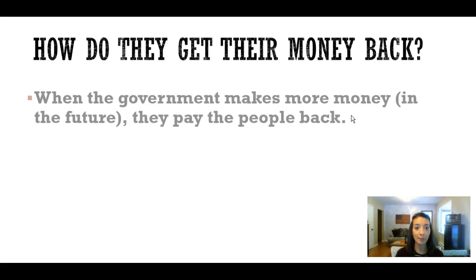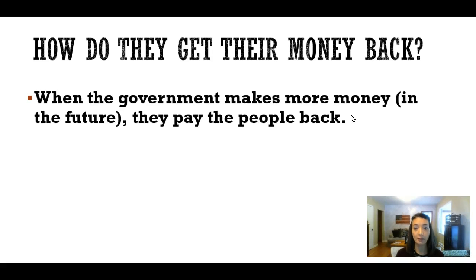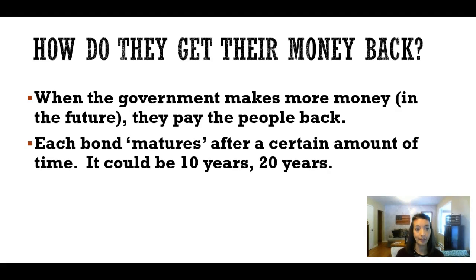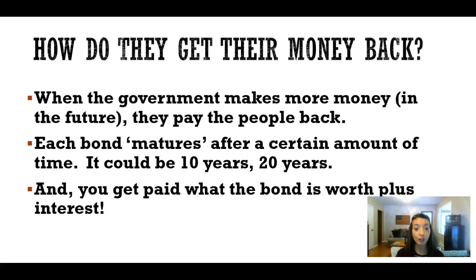How do they get their money back? Well, when the government makes more money in the future, then they can pay the people back. So remember that the term is matures. When that bond matures, then the government promises to pay back the money. Okay? So each bond matures after a certain amount of years. It could be 10, it could be 20 years. Okay? And you get paid what the bond is worth plus interest.